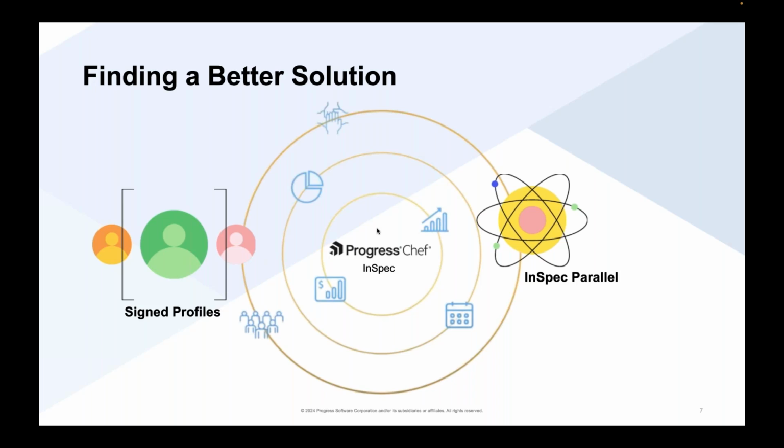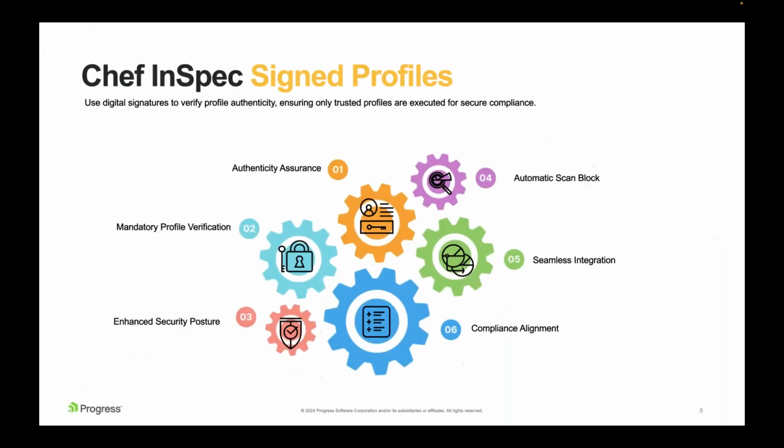Meanwhile, what happens with InSpec Parallel is that it allows teams to run compliance checks across multiple systems simultaneously, speeding up the audit processes and enabling faster remediation. And in the next slides, we'll deep dive into each of these features. But for now, remember that Sign Profile and InSpec Parallel directly address these challenges. What are those two challenges? Helping verify profiles and accelerating compliance checks.